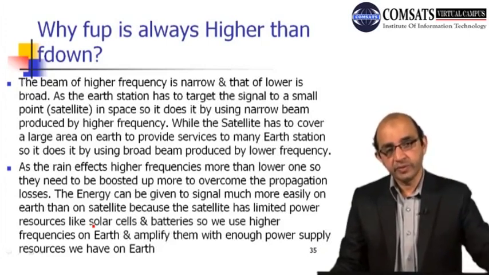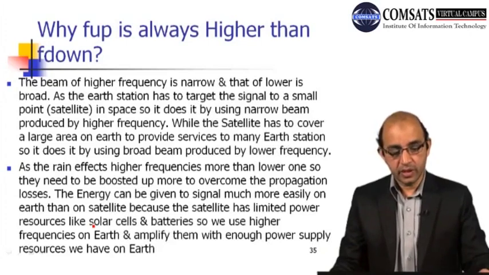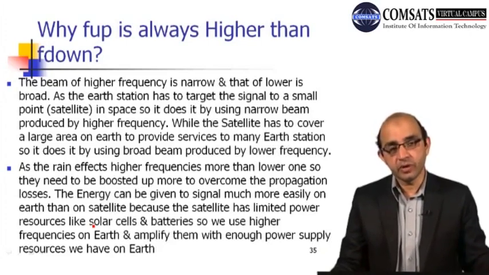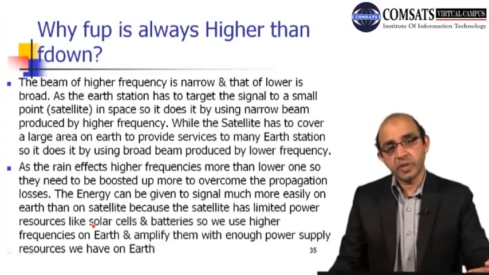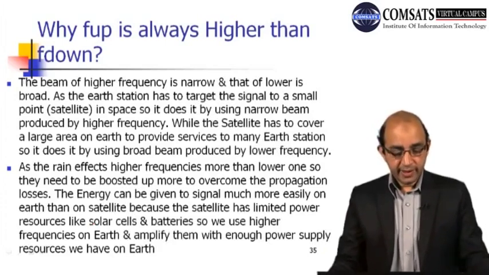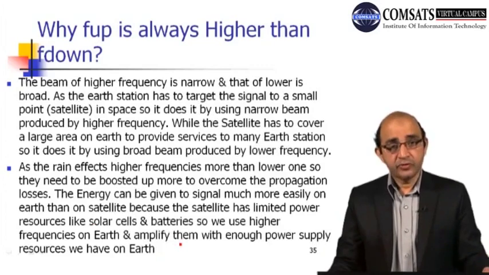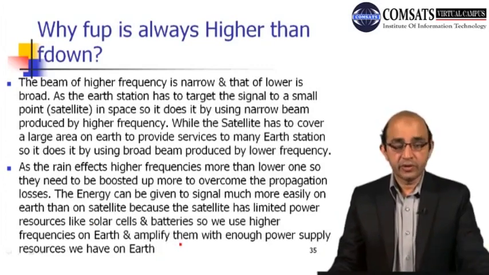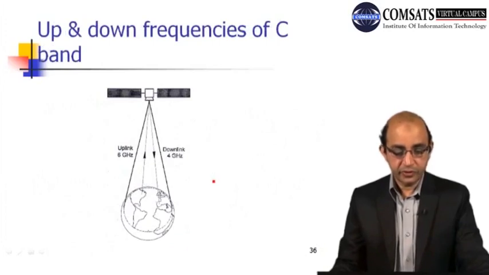So that's why we are using the uplink frequency, that is from ground station to the satellite, on the higher side, and the other frequency, that is for the downlink or F down, is on the lower side. So here we have shown up and down frequencies for C band.